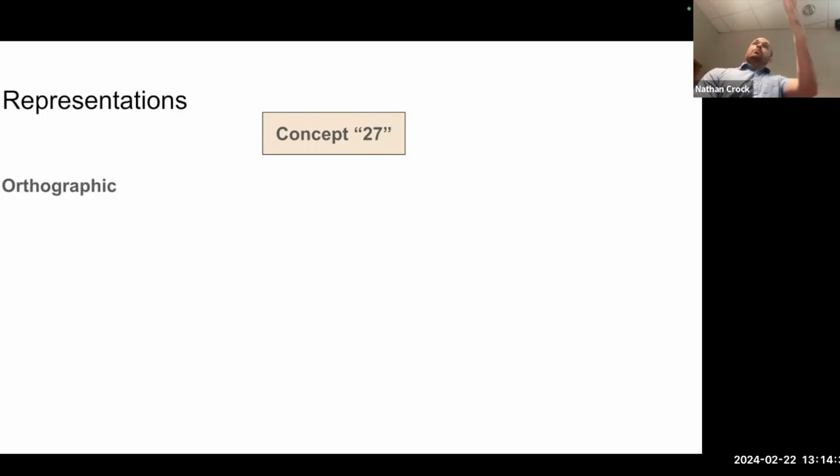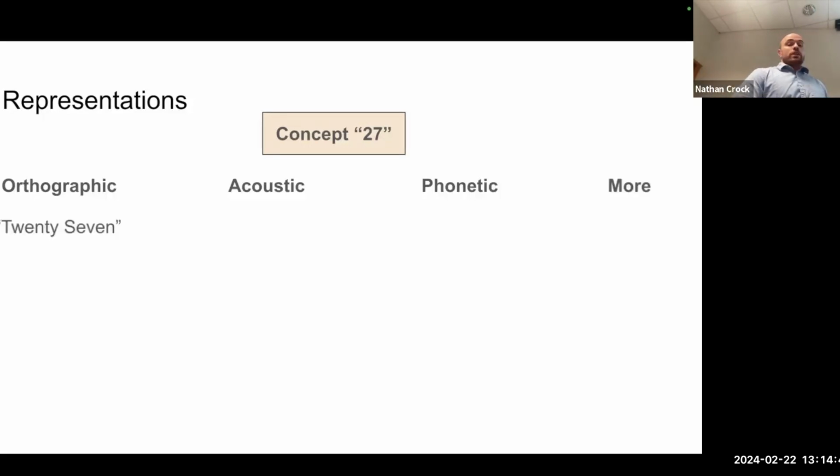Orthographic, we heard one way to represent it orthographically. Acoustically, right? We didn't really talk about that representation. Phonetically, right? So is that different than acoustic, and what does that mean? And then others, right? So we have just straight up orthography as we think of it, Arabic numerals, maybe Roman numerals, or even binary.